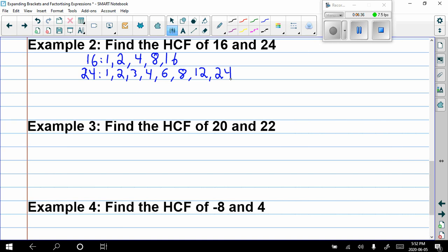So now what do we do? We look for the highest numbers, so you can either cross it out. 16 doesn't happen in the bottom, so cross it out. Well, next one, 8. Yeah, sure does. It's right there. So we can state that our highest common factor is equal to 8.